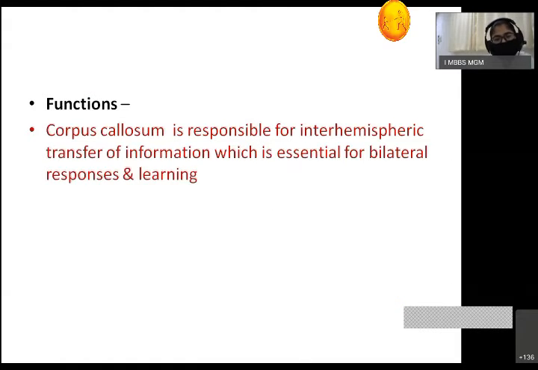Now, the function of the corpus callosum, as we know, is that it connects the identical areas of the two cerebral hemispheres. So it is responsible for interhemispheric transfer of information, which is essential for bilateral responses and the learning process.